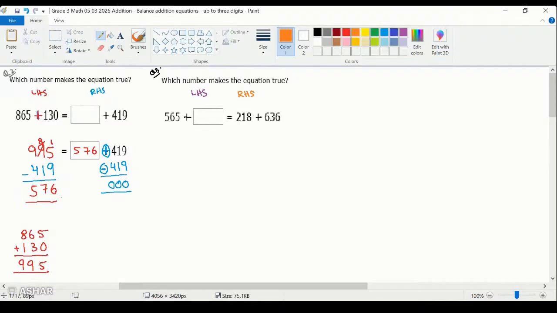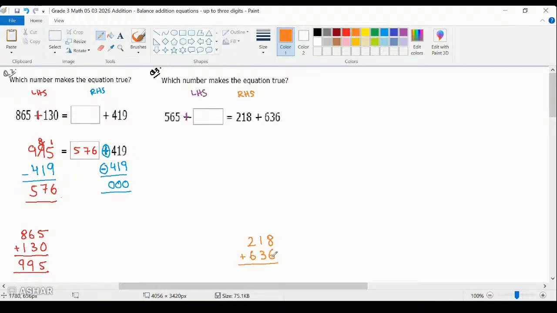Okay. For the left hand side, the number is missing on the left side. Can we add the numbers on the right hand side? Can we say 218 plus 636?